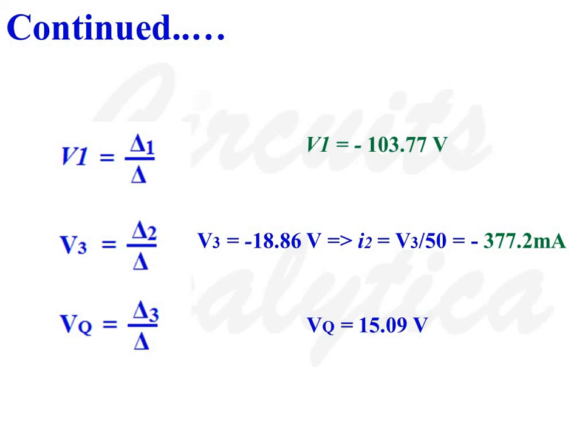So current flow through 50 ohms resistance I2 is equal to V3 divided by 50, that is equal to minus 18.86 divided by 50, that is equal to minus 377.2 milliampere. So here we are asked to find V1 and I2. So V1 is equal to minus 103.77 volt and I2 is equal to minus 377.2 milliampere.